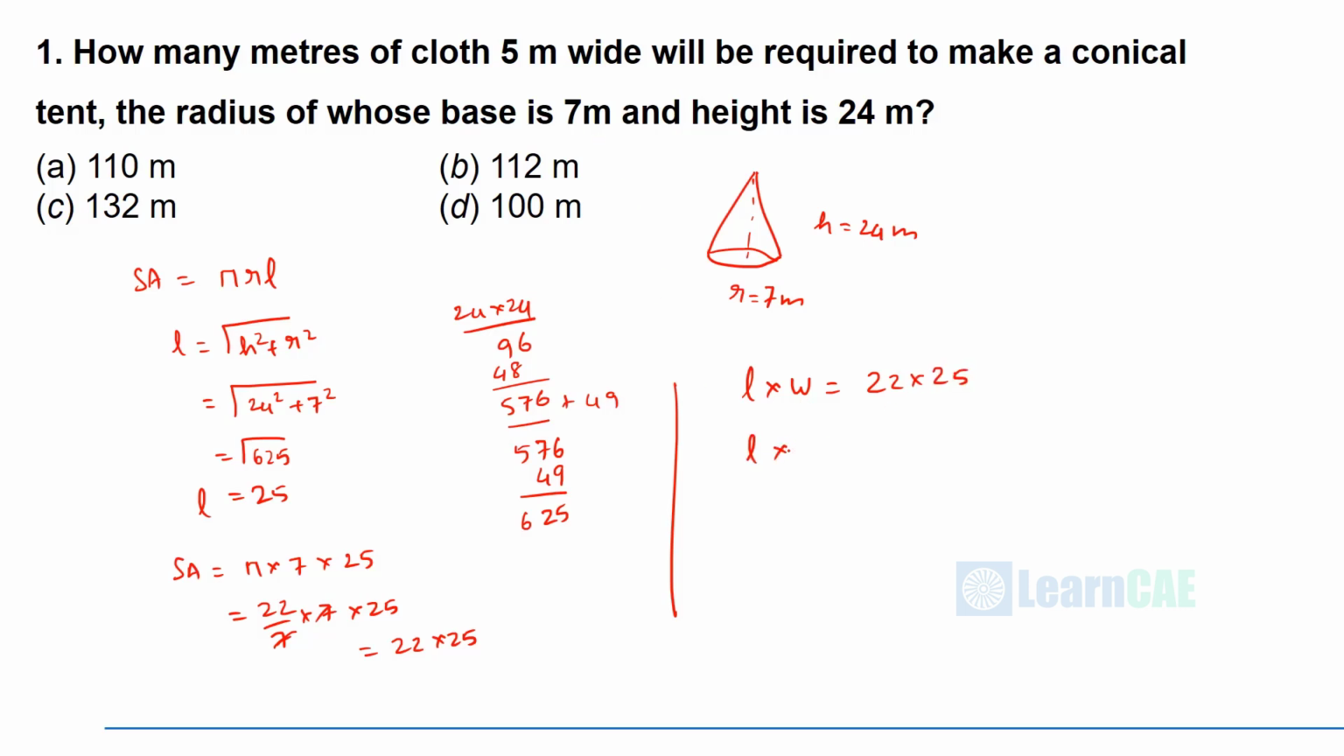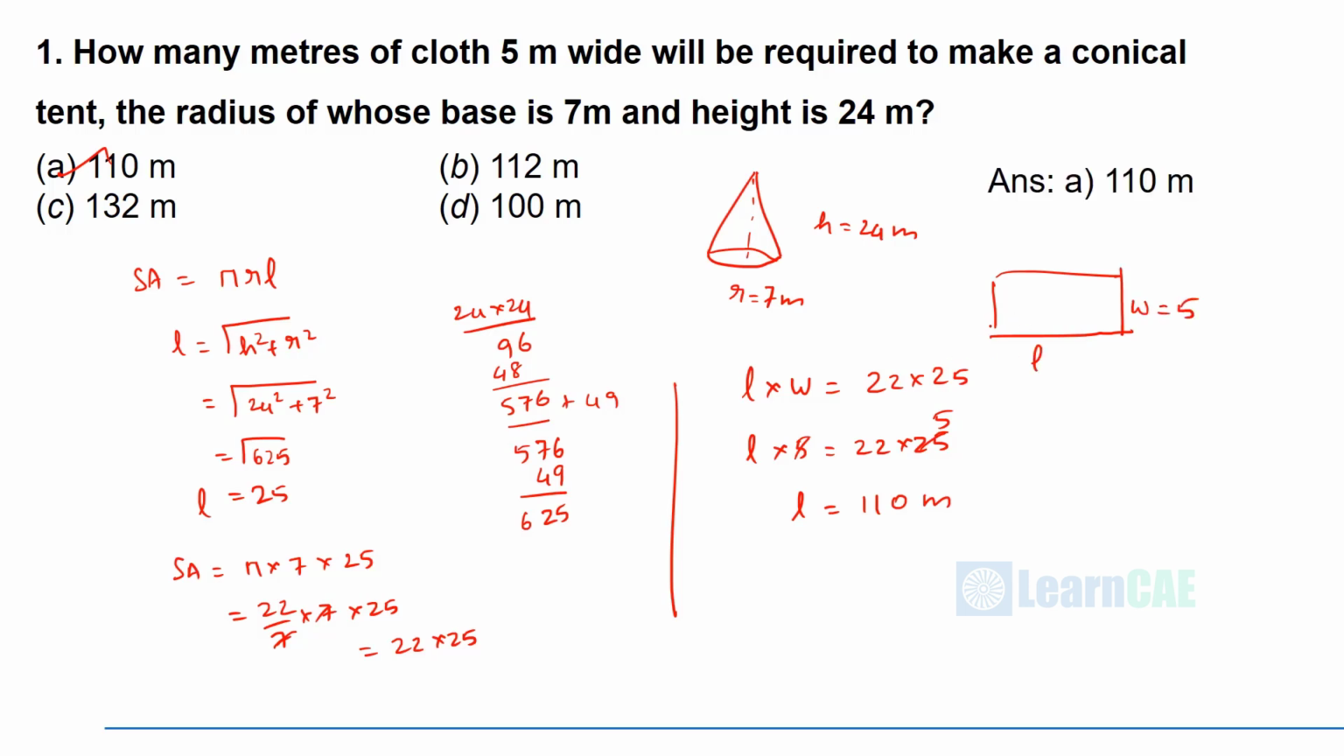The width is 5 meter. Now we can calculate the length of the cloth. 5 2s are 10, 11. So the answer is 110 meter. This length is nothing but the length of the cloth, not the slant height L and W, which is equal to 5. Answer is A.